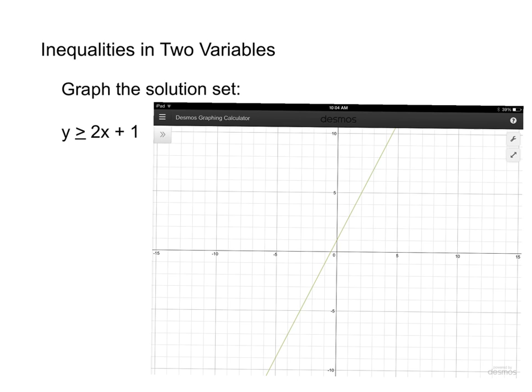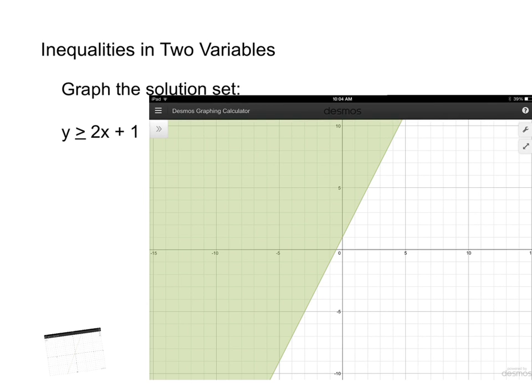A less than sign looks like this, a triangle going the other way. So this is a greater than, this is a less than. Depending on your calculator, there are different ways of getting to this graph, but this is what you should see in the end once you have it graphed. What it means is that any ordered pairs in that shaded region or on that boundary line satisfy that inequality.